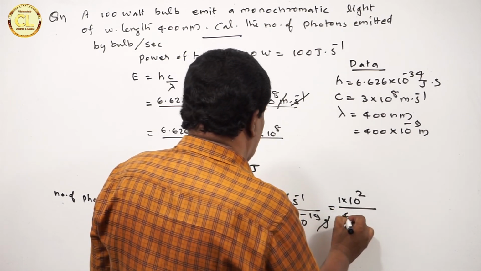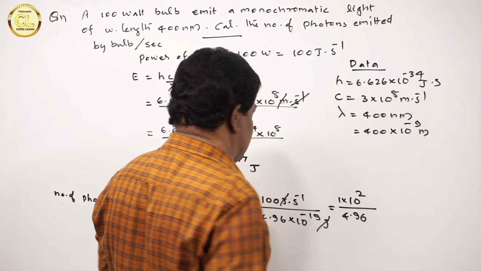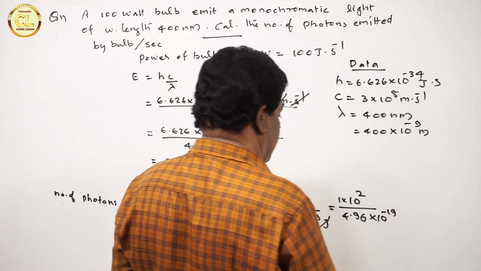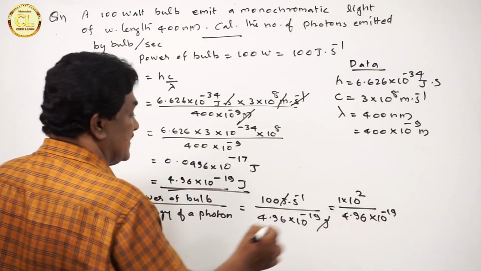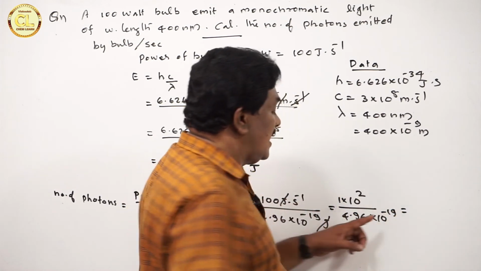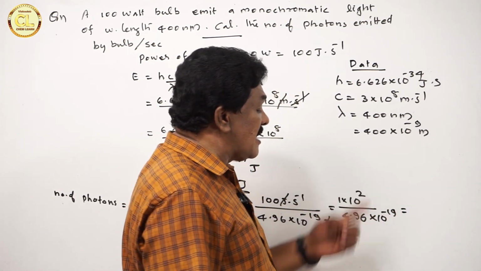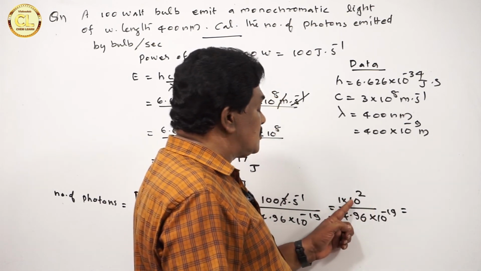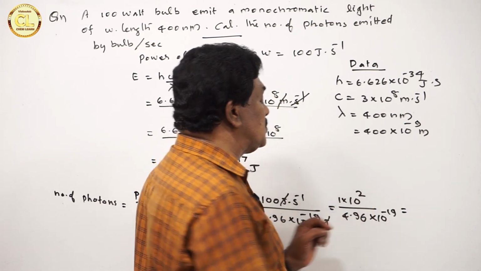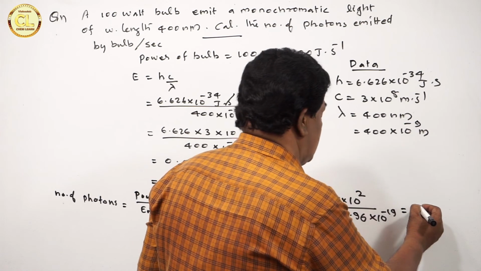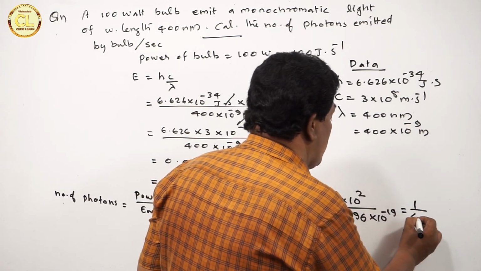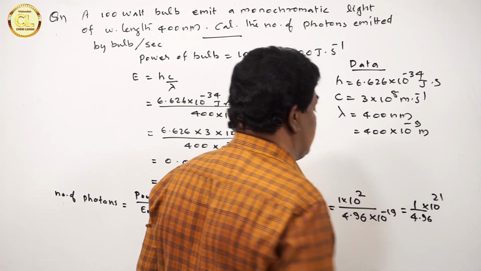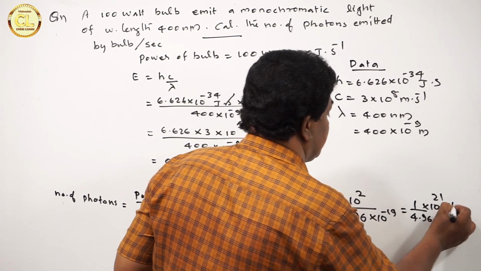divided by 4.96 into 10 raised to minus 19. That is equal to, 10 raised to minus 19 comes in the numerator as 10 raised to plus 19 into 10 raised to 2, which is equal to 10 raised to 21. Therefore, 1 by 4.96 into 10 raised to 21 per second.